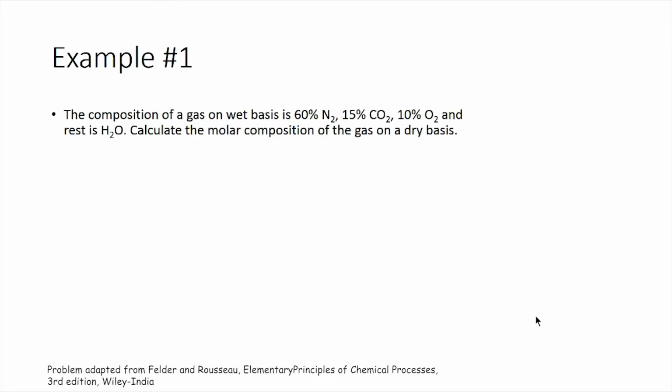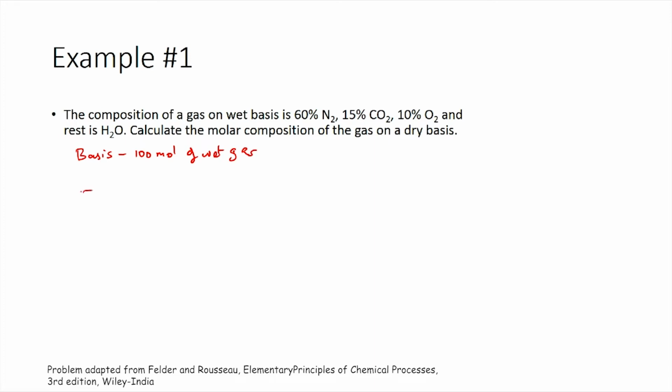The first thing we need to do is calculate the number of moles of each of the components, so that we can actually ignore the number of moles of water to get the dry basis. So, for this we will assume a basis for the composition which has been given to us. Let us assume 100 moles of wet gas is present. So, that would be the basis: 100 moles of wet gas.